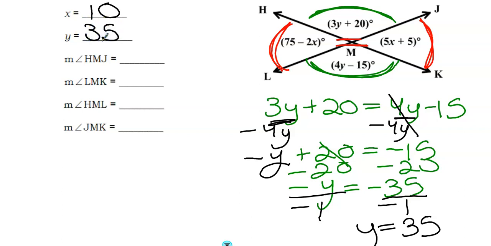So I figured out what my x is and what my y is, and now I plug it back in. So here's a little trick. HMJ is the green one on top, and LMK is the green one on the bottom. These green ones, I was told that they should be equal. So if I plug in the y value of 35 into both of them, I should get the same answer. So I'm going to plug 35 in. So how do I do that?